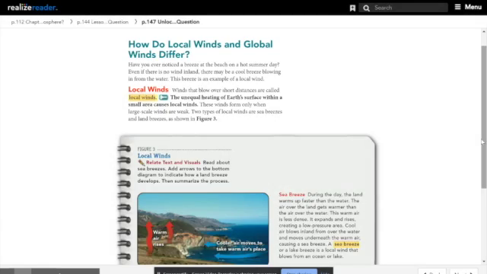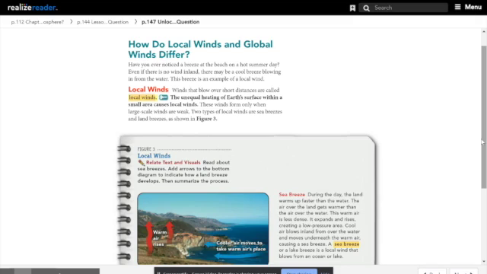All right, so on this page, we're going to take a look at the difference between a local wind and a global wind. So have you ever noticed a breeze at the beach on a hot summer day? Even if there's no wind inland, there may be a cool breeze blowing in from the water. This breeze is an example of a local wind. A wind that blows over a short distance is called a local wind.